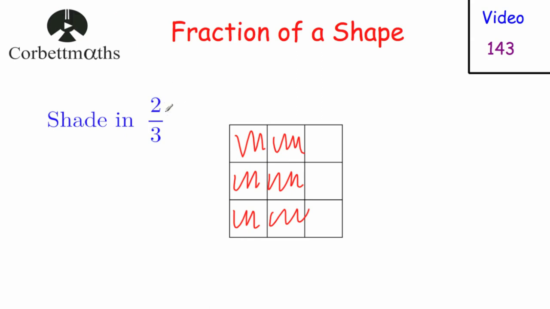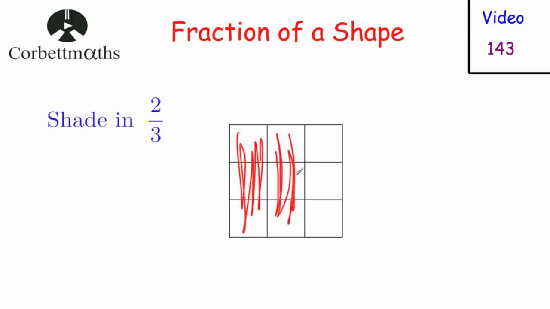So if you're being asked to shade in 2/3, you'd shade in 2 of them but leave 1 blank, or if you were to shade in 3/4, you'd shade in 3 of them and leave 1 blank, and so on. Alternatively, you could have looked at the columns here and said, well, there's 3 columns: 1, 2, 3. I need to shade in 2/3, so I could shade in 2 columns and leave 1 blank, and that would have worked as well.